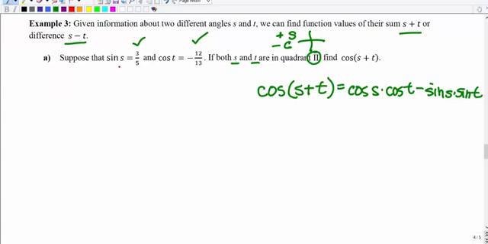So we already know sine of angle S. So let's put that in. We already know that sine of angle S is 3/5. We're going to bring down the minus sign from the identity there. We also are given that cosine of T is negative 12 over 13. Let's go ahead and put that in as well. So the other pieces that we don't know would be cosine of angle S and sine of angle T.